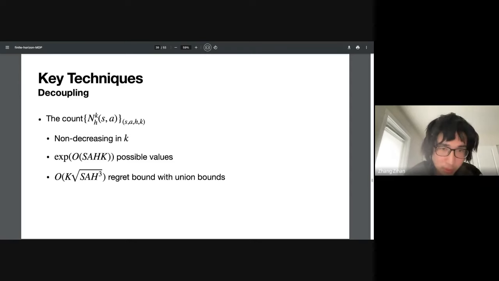Now before we go to the next stage, we first reveal the possibility to play a union bound argument for the count capital N H K S A. An immediate observation is that the count is non-decreasing in K. It is a sum of some positive variables. The second observation is that there are in total exponential of SAHK possible choices for the count. It is not hard to prove, but now I just skip it.